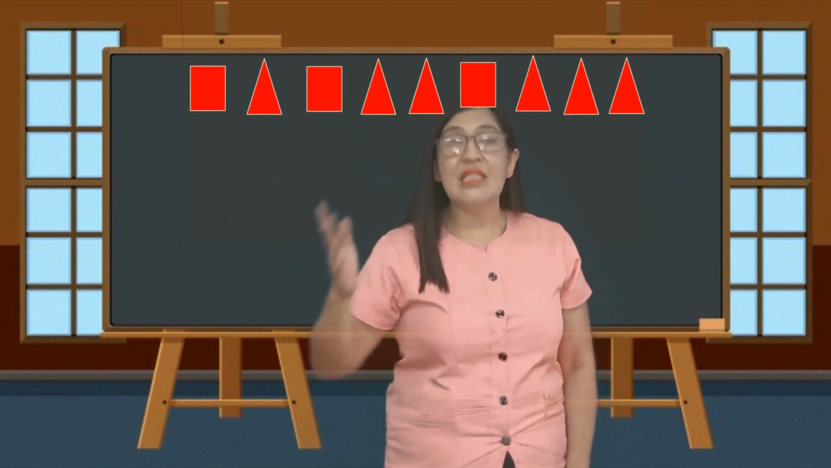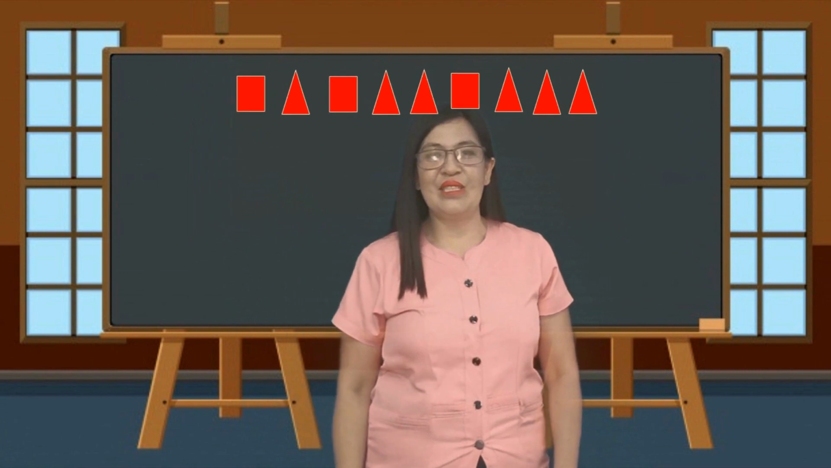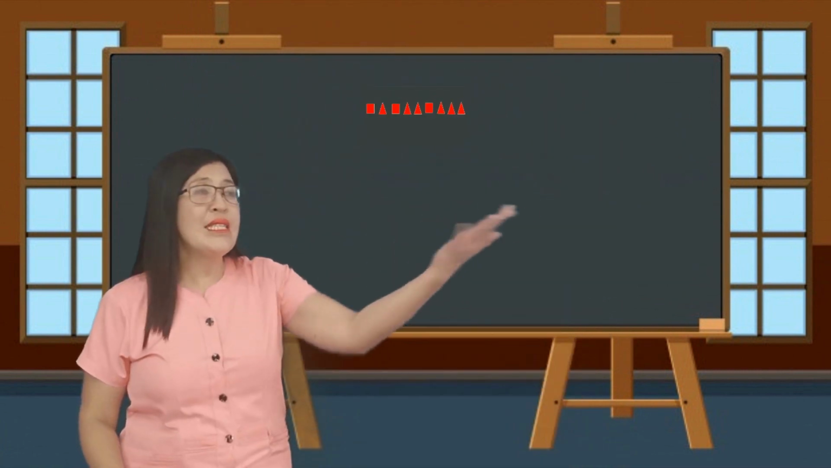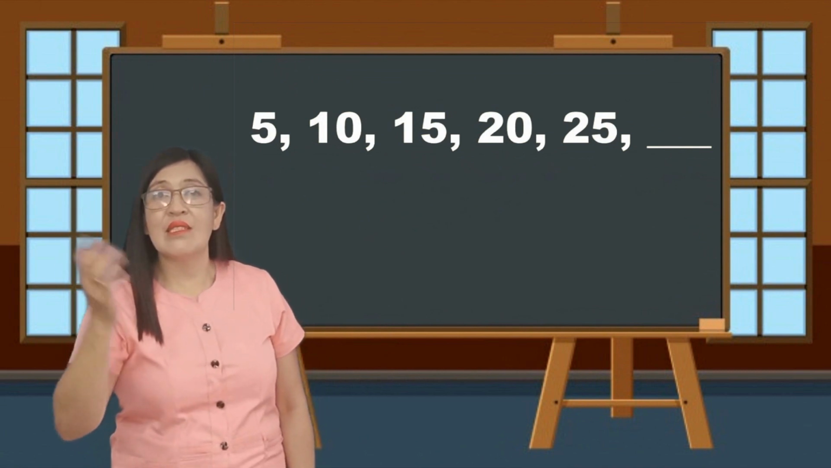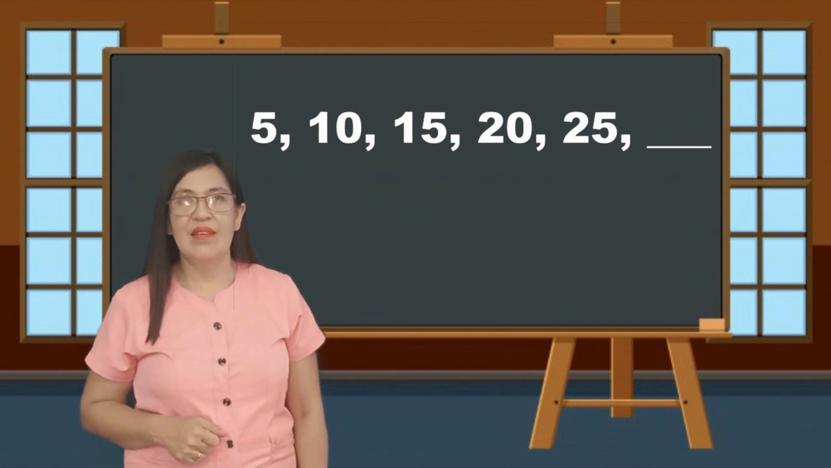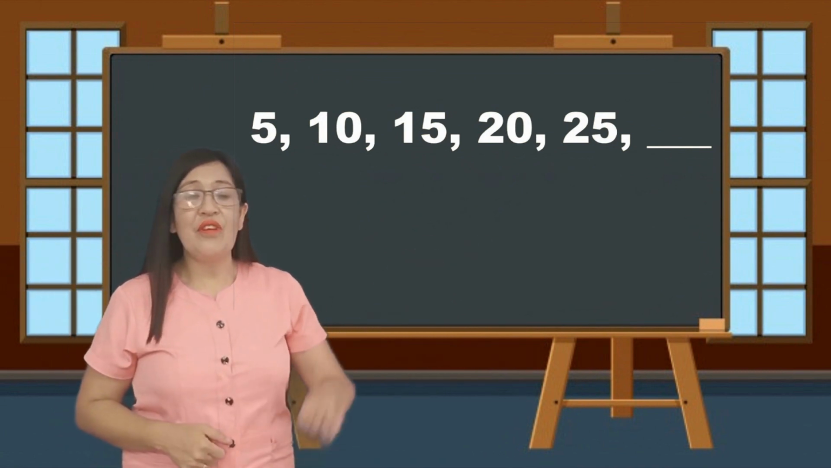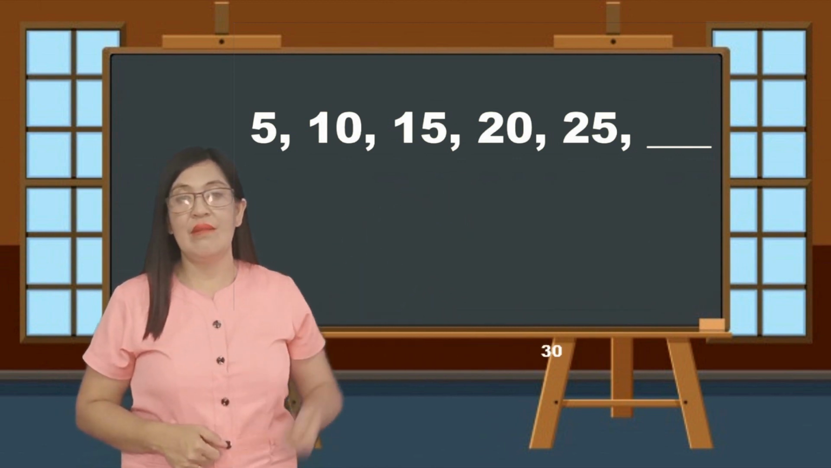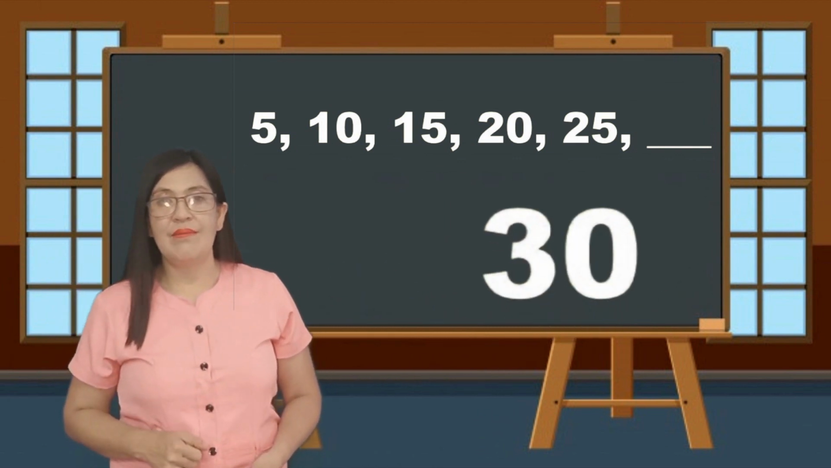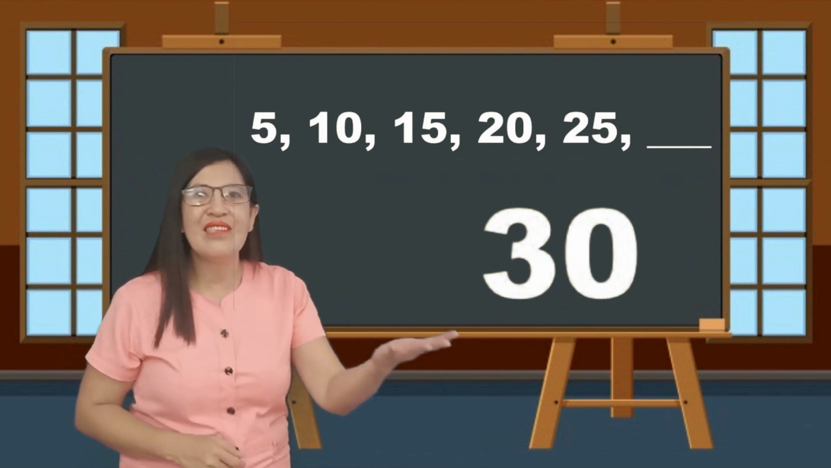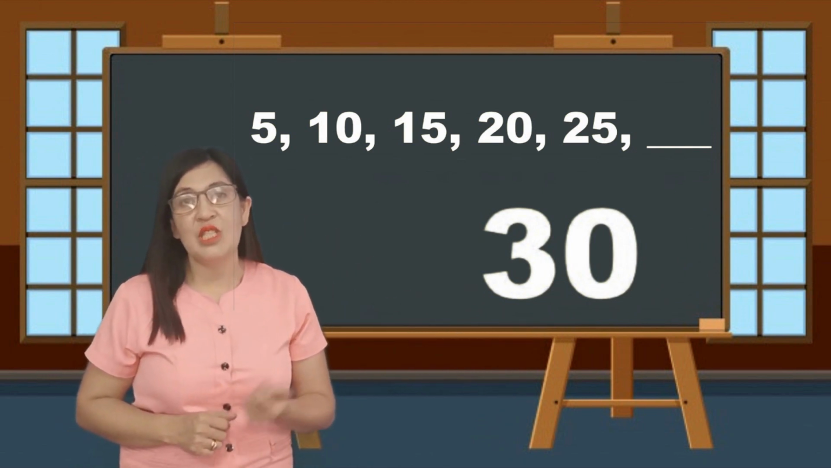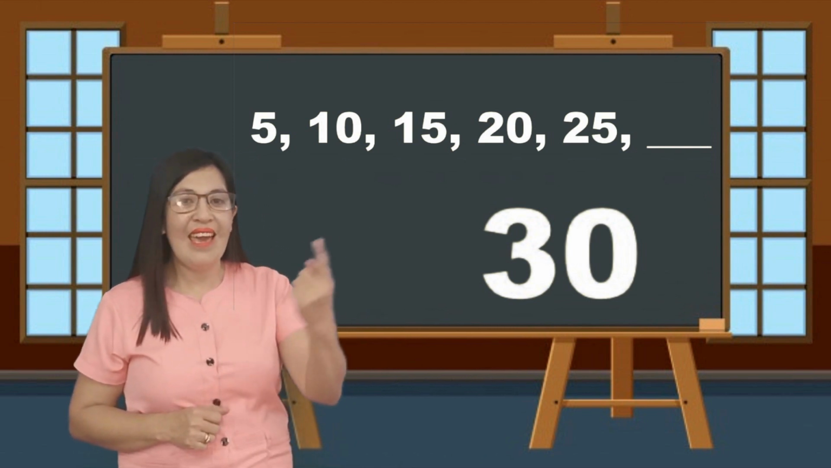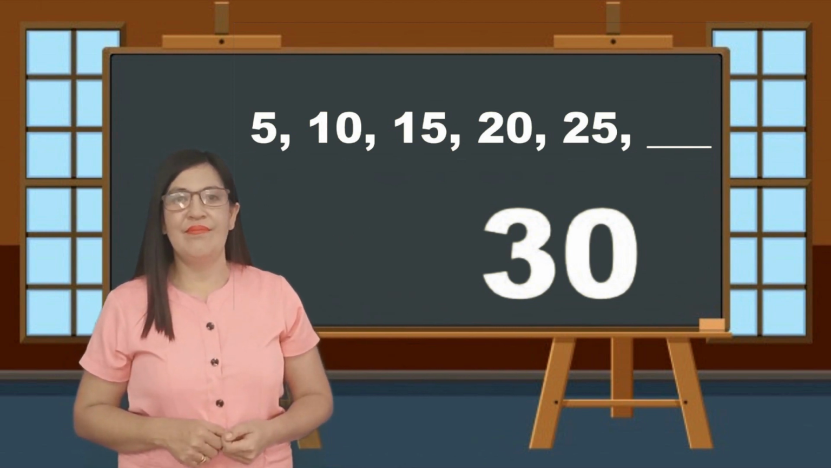The answer is 4 triangles. Then what about this one? What do you think is the next number? The correct answer for this item is 30. Why 30? Because each term is obtained by adding 5 to each preceding term. Yeah, you got it right.